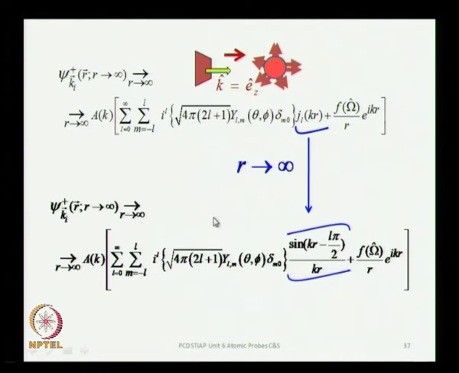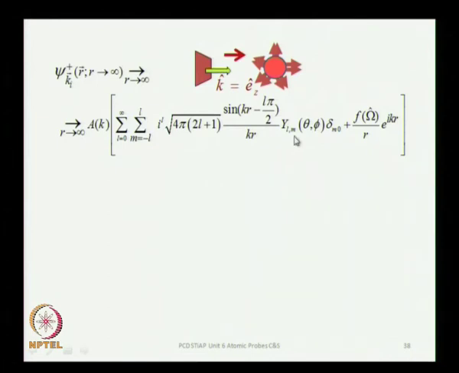So, when you really sit down to write these terms one by one, sometimes one forgets one term or the other, or instead of this root of 4 pi (2L plus 1), you miss out on some factor. So, it is a little laborious, but if you do it carefully, it is not at all difficult. So, here you are, you have got this expansion.